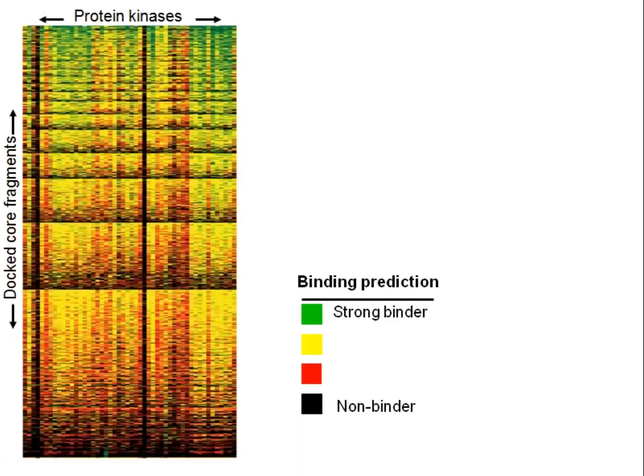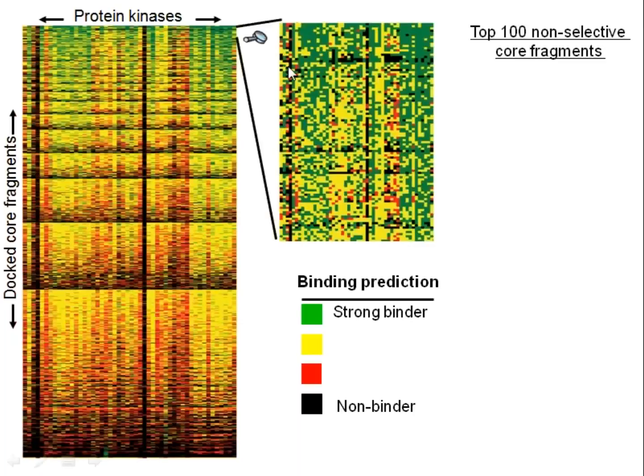We had about 40 to 60 different protein kinase structures on this axis, and then we had the different docked core fragments here. The ones that are marked in green are predicted to bind strongly to a kinase, yellow middle, red weak, and black predicted not to bind. And then at this stage of the study we were looking for core fragments that are able to bind to a whole range of different kinases. So if we blow up this top 100 region of the non-selected core fragments, that's what we ended up with.